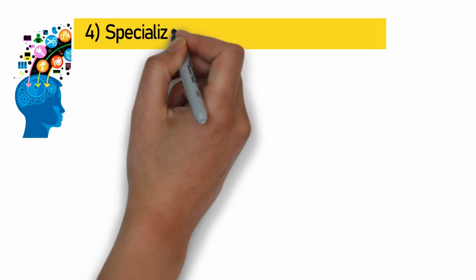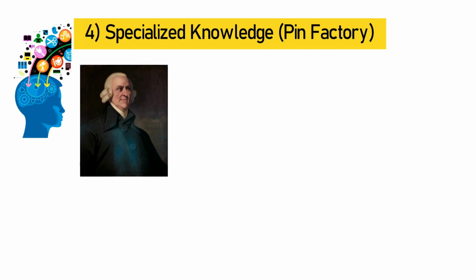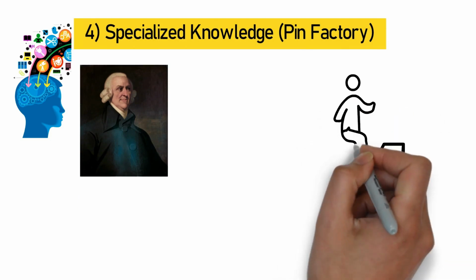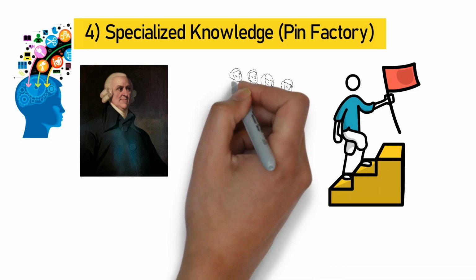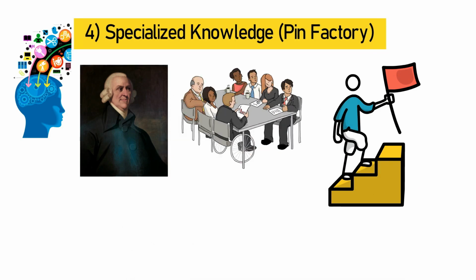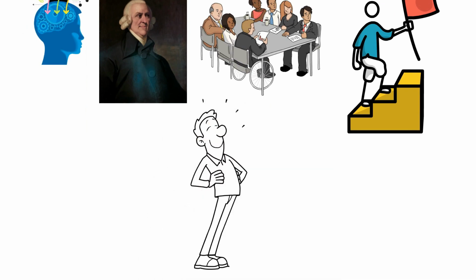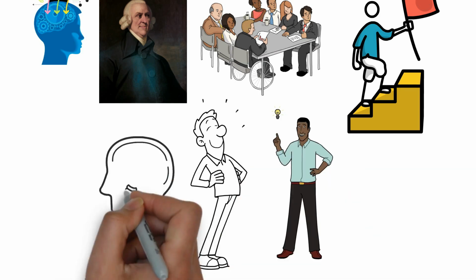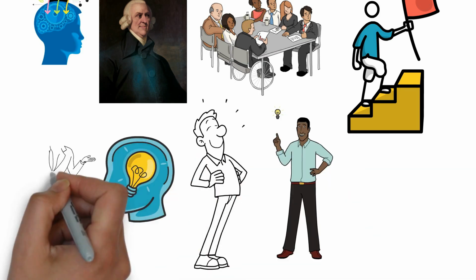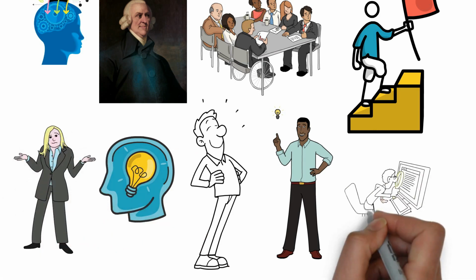Number 4, specialized knowledge, the pin factory. Another Scottish economist, Adam Smith, emphasized the benefits of specialization in a free market system. Rather than having a group of workers produce an entire item from start to finish, Smith explained that having each of them specialize in one aspect of production is usually far more productive. However, he cautioned that not every worker will be able to live such a life. This is a trade-off of the specialization model.